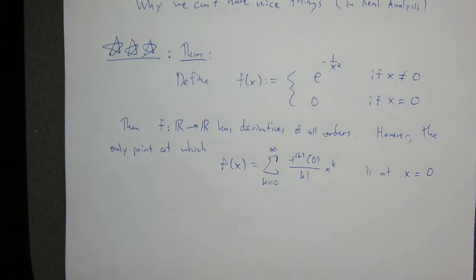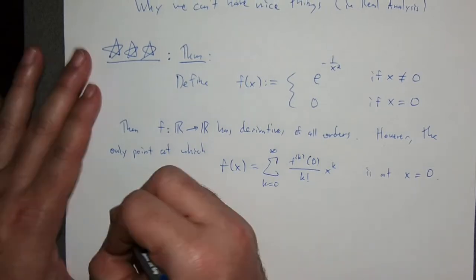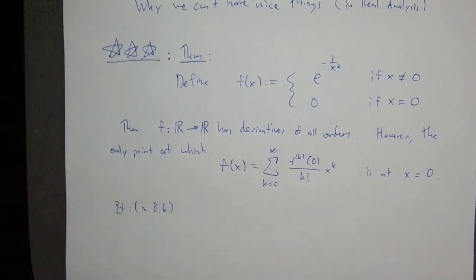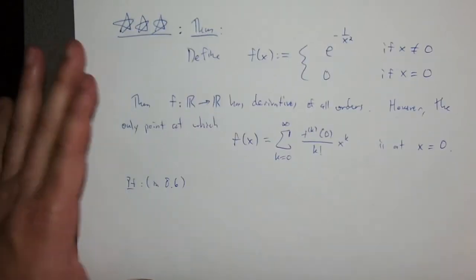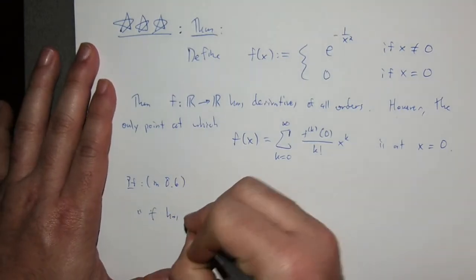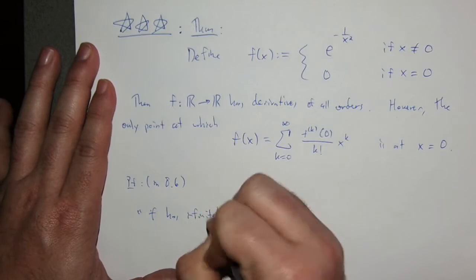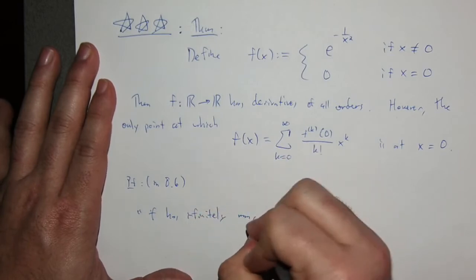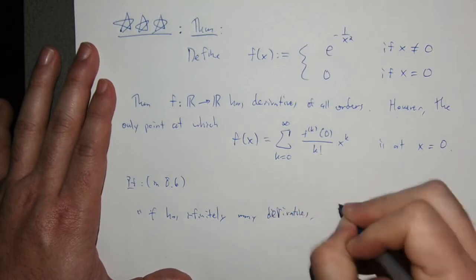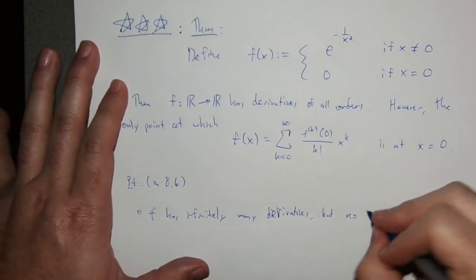I'm not going to go through the proof of this. If you want to see the proof, this is in 8.6. This is all of the contents of 8.6, the entire contents here. So what should we understand here? F has infinitely many derivatives but no Taylor series expansion.